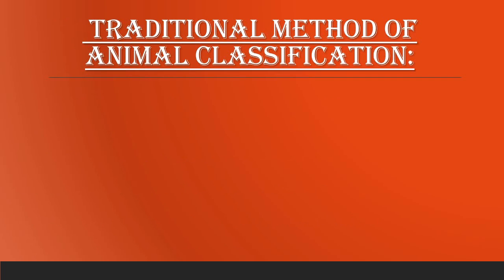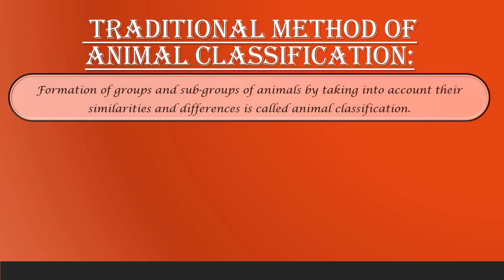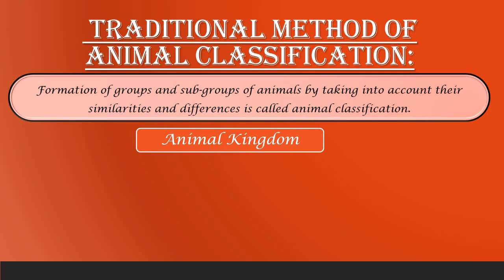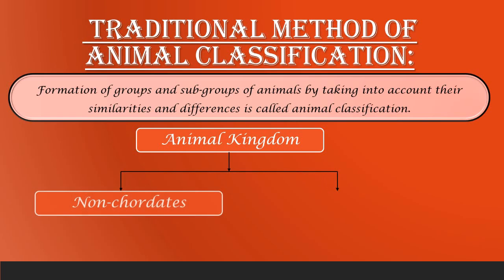Now let's study about the traditional method of animal classification. Now students, we are talking about animal classification. So what is animal classification? That is formation of groups and subgroups of animals by taking into account their similarities and differences is called animal classification. Then traditionally, depending upon presence or absence of the notochord, the animal kingdom has been divided into two groups, that is non-chordates and chordates.